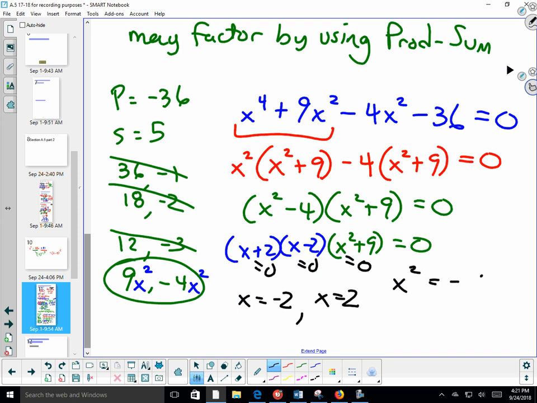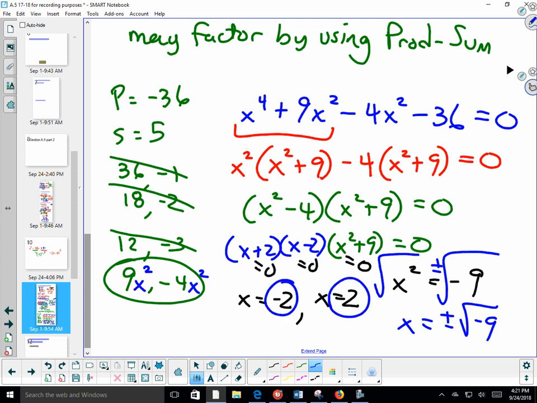I'm going to get x squared equaling negative 9. I'm going to need to take the square root of both sides, plus or minus, and so I get x equaling plus or minus the square root of negative 9. So those are going to be my 1, 2, and this is going to really be 3, 4 solutions, right?